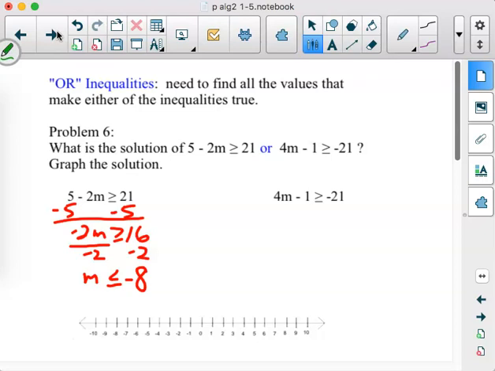How do you solve 4m minus 1 is greater than or equal to negative 21? Add the 1. Then, look at the green one. Divide by 4. Any flipping? Flip when we divide by 4? No, because we're dividing by a positive 4, so we don't flip.